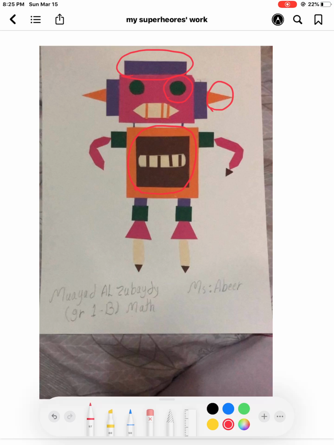Now, I need to ask you a question. What do you think of the hand of this lovely robot? Which two-dimensional shapes can I use to create such a hand? Excellent! I can hear you saying we can use a triangle and a rectangle.